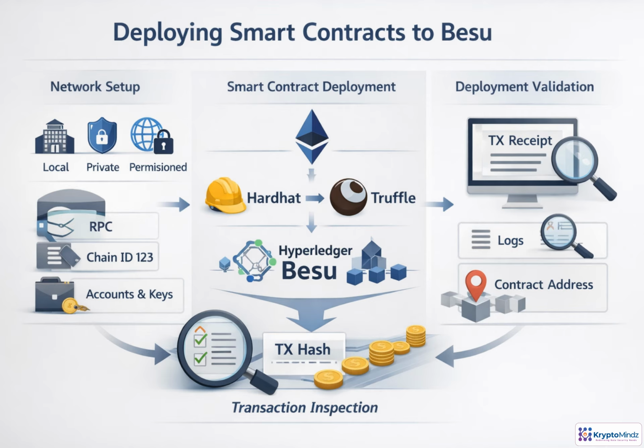Deployment is where compiled contract code becomes a usable address on Besu. In this module, we'll connect to the right network, configure accounts and chain settings, automate deployment with Hardhat or Truffle, and verify success through transactions and receipts.